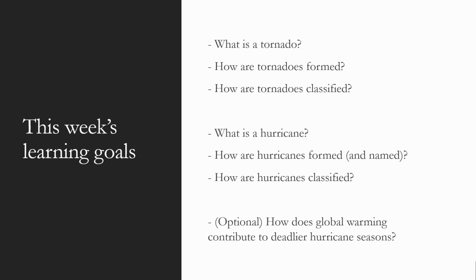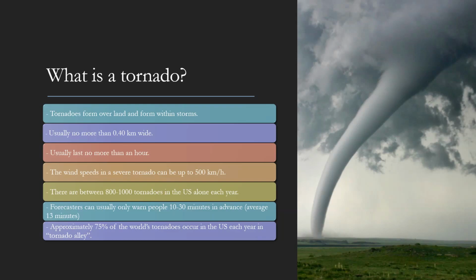What is a tornado? How are they formed? And how do we classify them? Moving on to hurricanes, what are they? How are they formed? And how are they named? And how are they classified? And we have an optional section, which is how does global warming contribute to much deadlier hurricanes and hurricane season?